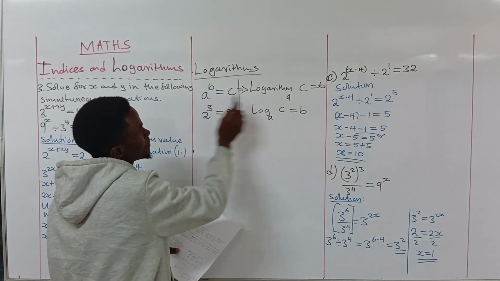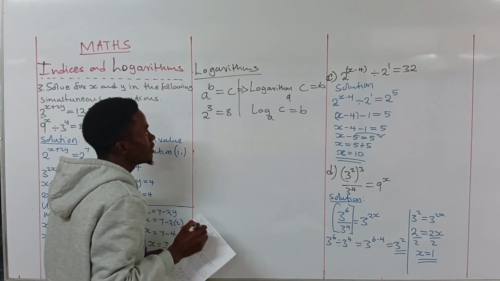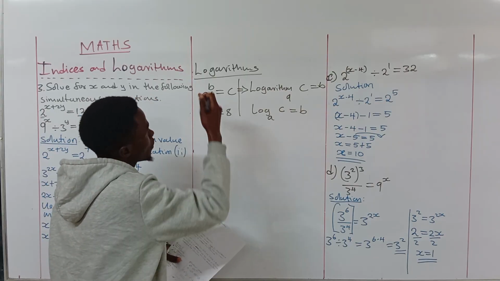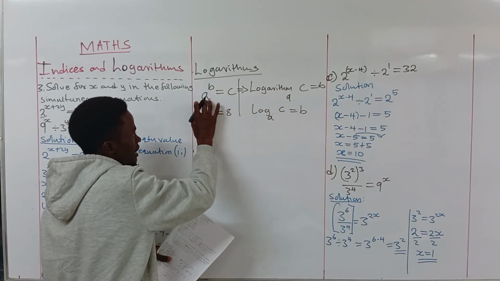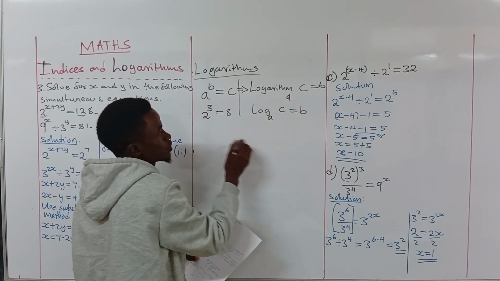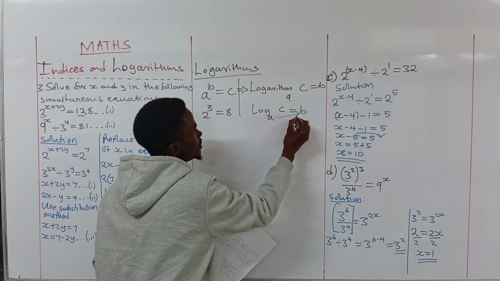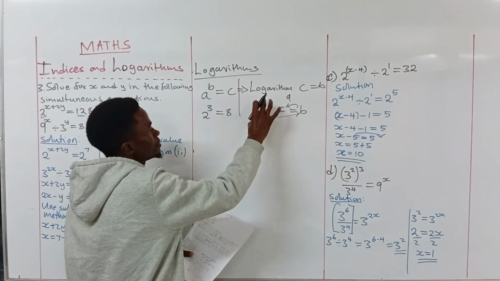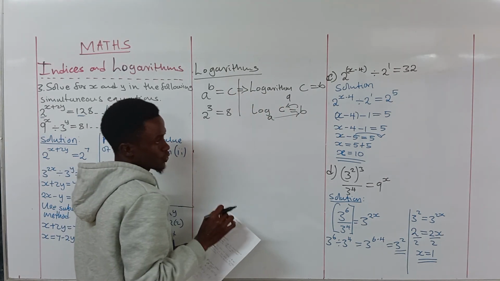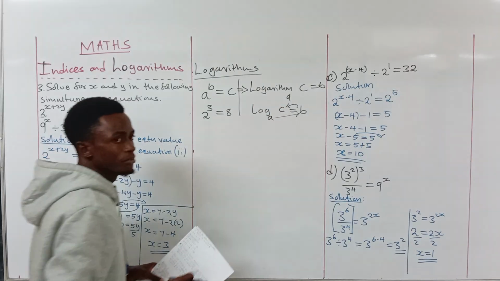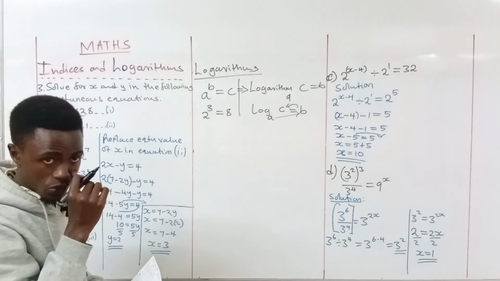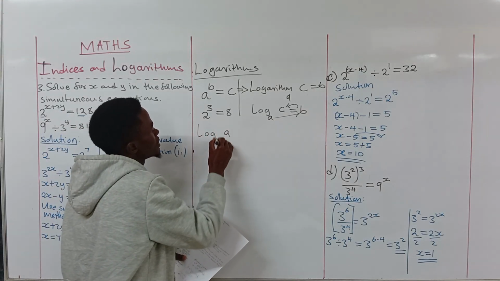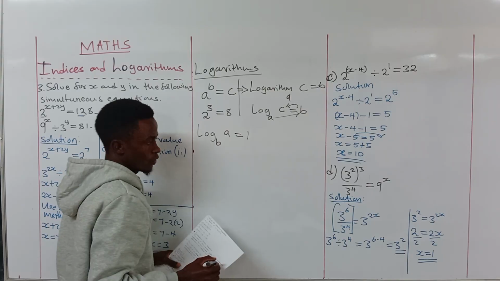So in this case, b is the number of times to which a number is raised. In this case, I want you to check this. A raised to b is going to give us c. So there is a connection between this and that. When you have learned this, then it's going to be very easy for us to solve it out. Again, the logarithm of a base a is going to give us 1 always.